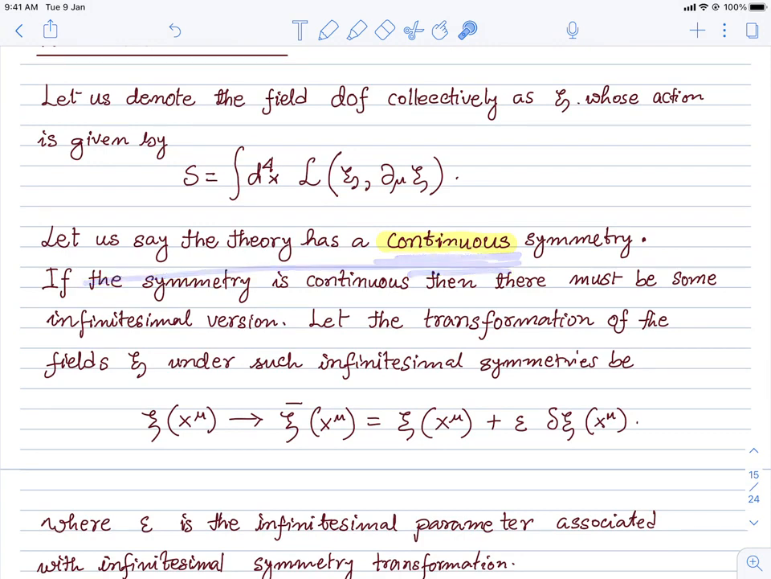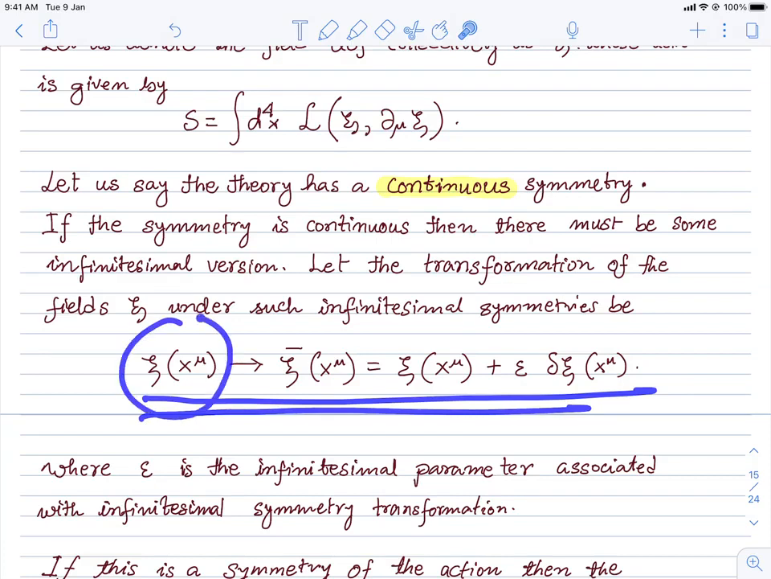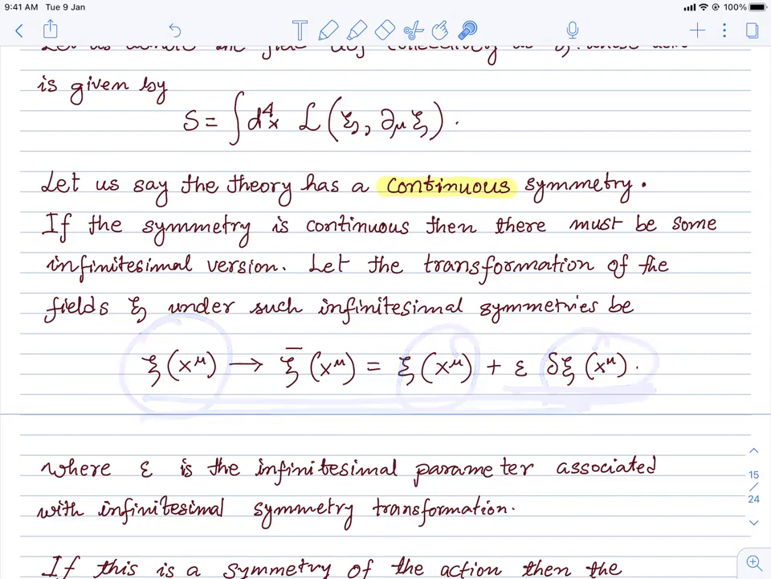This thing continuous is very important, because if it has a continuous symmetry, then we can write down this particular transformation. The field becomes the field plus epsilon times some variation of the field. This is not a functional variation that I'm doing, although I'm using the same notation. But this is the variation of xi because of some symmetry operation. I will demonstrate it very soon with translational symmetry. You'll see what it means. But this is not a variation, this is a symmetry operation.